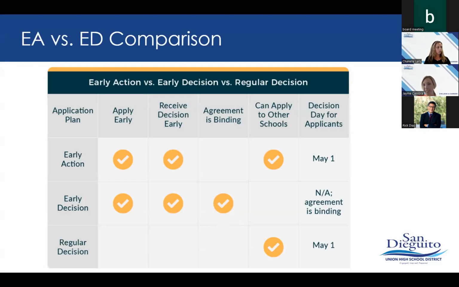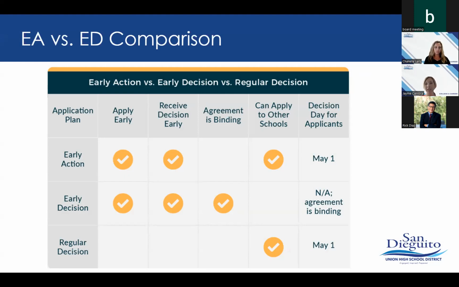And then comparison, this is a helpful tool just to look at if a student is really into the early application options and trying to decide, is early action or early decision better for me? In general, the biggest difference is one is binding and one is not. And we're going to go into later what to consider with that binding agreement. So early action, students can apply early. They'll receive their admission decision early. They can apply to other schools, regular early as well.